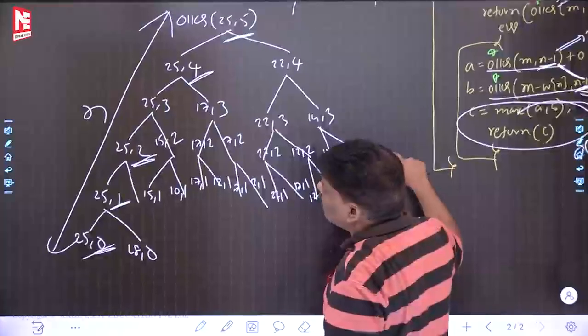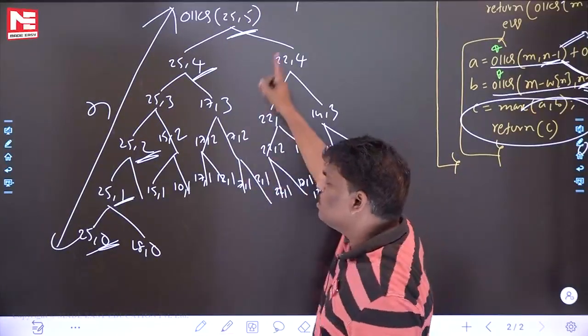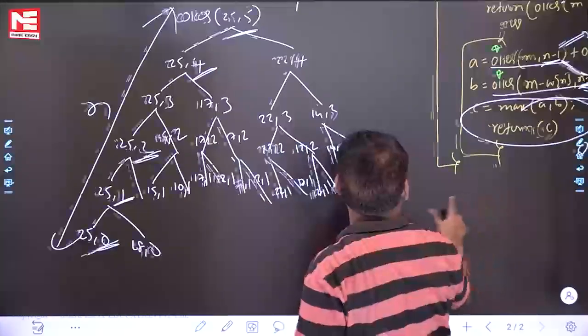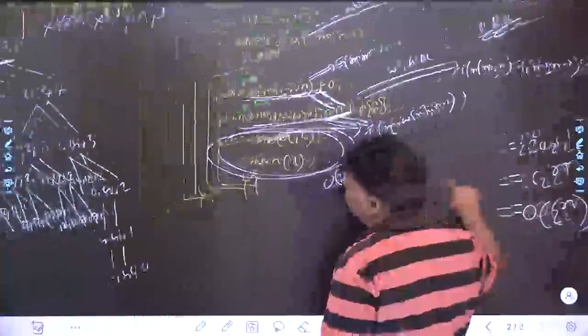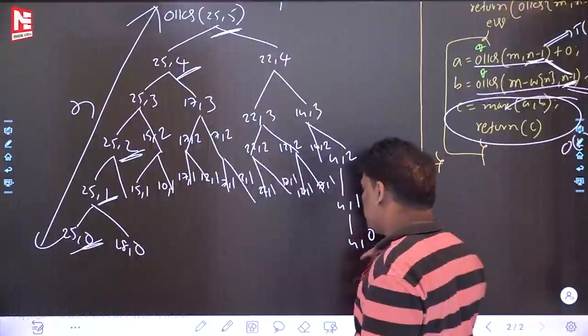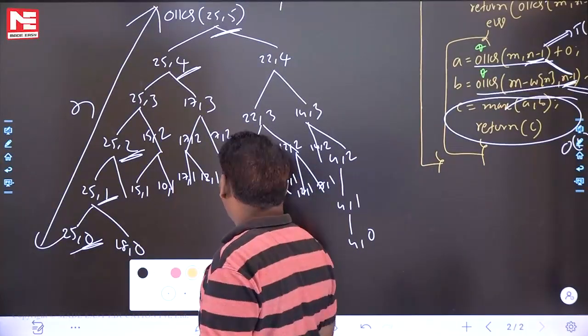So can you help, why are we drawing the tree? Two reasons. One is knowing the height. Height you know already. How many? N levels. So this is the story. Next, one more purpose of this tree: is repetition there or not?